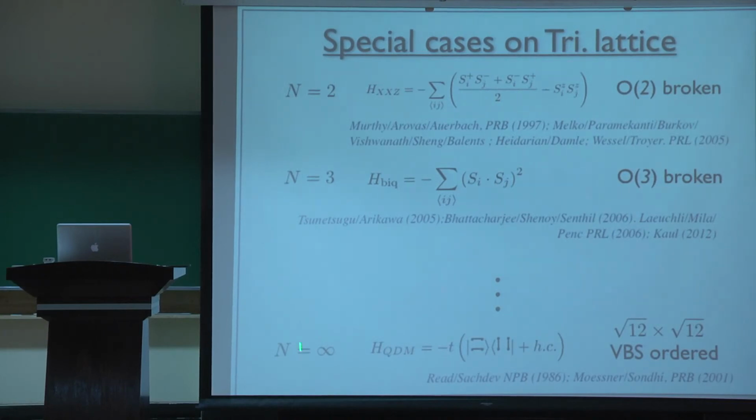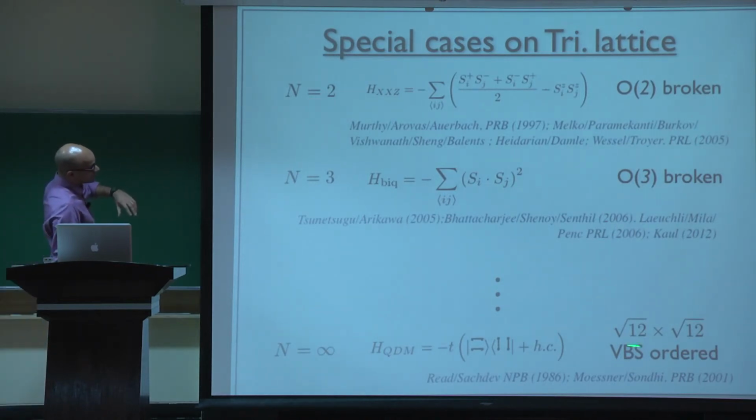And the interesting thing is, when you make n very large, they map to a quantum dimer model on the triangular lattice, or on whatever lattice you're studying it. So it maps to a quantum dimer model with only an off-diagonal dimer interaction. And this was something that was studied by Moessner and Sondhi in 2001, and is known to be VBS ordered.